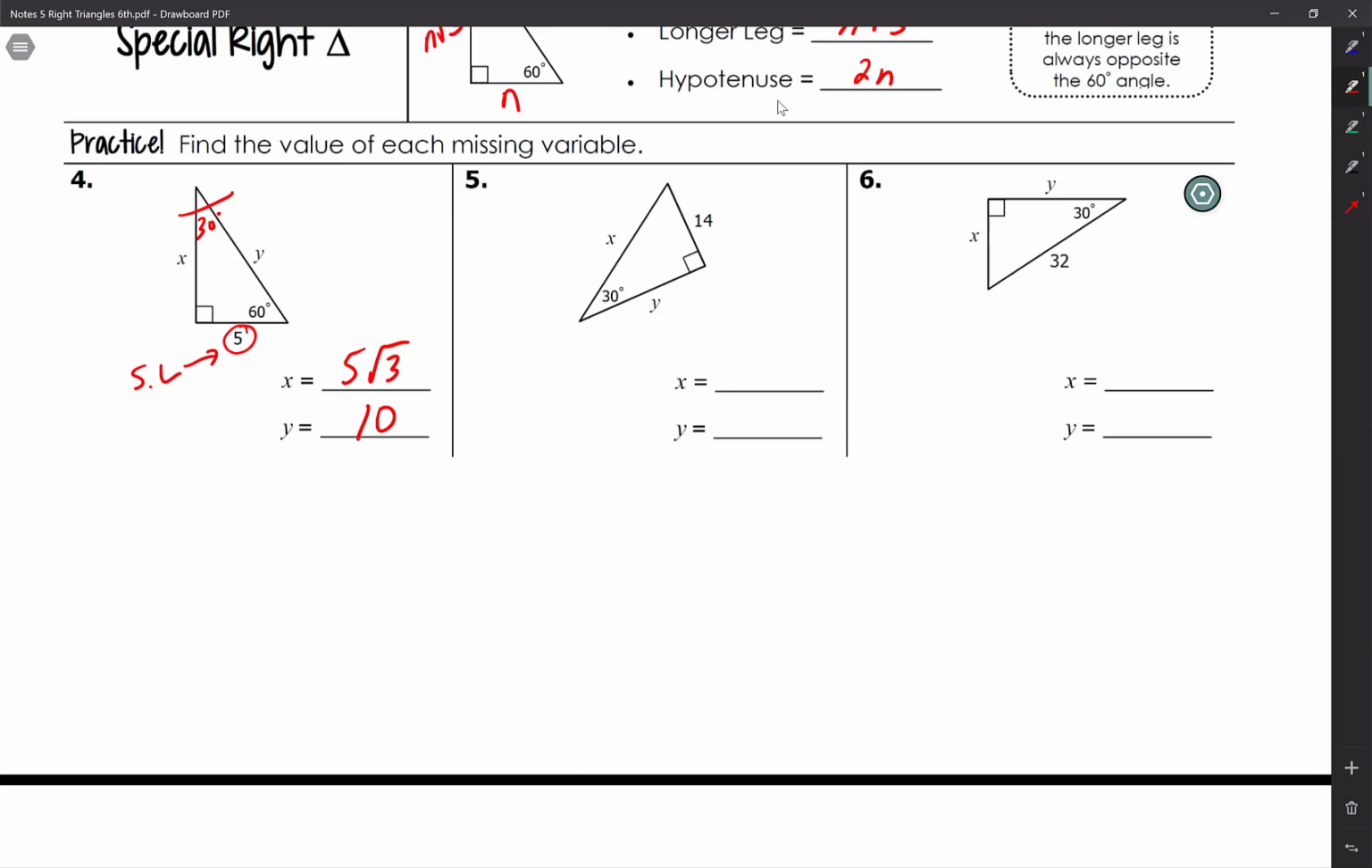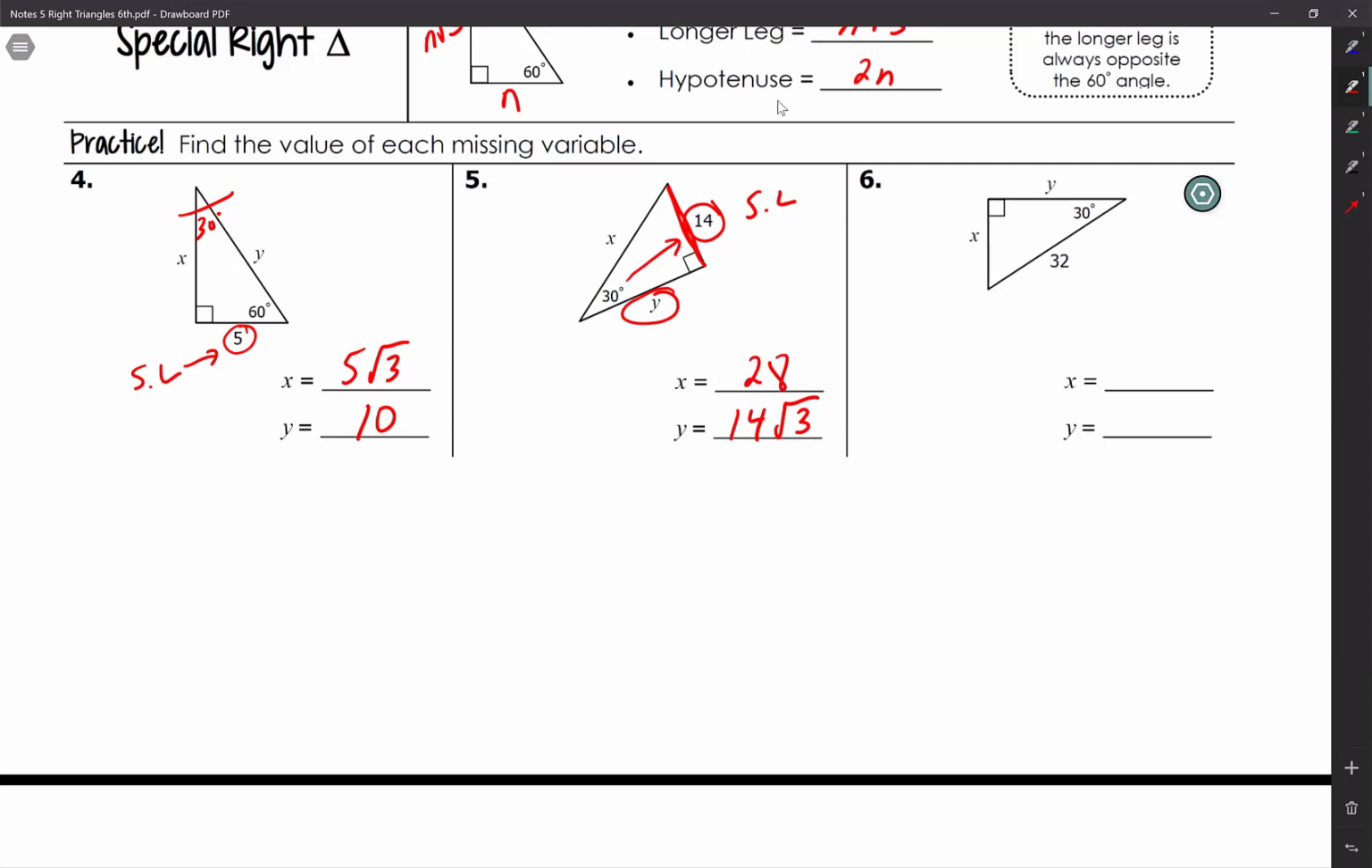Continuing again, 30 degrees, wherever opposite side that is, that's going to be your short leg. So my short leg is 14. So then that means my long leg, which is y, has to be 14 square root of 3. See? And then the x is the hypotenuse. So just double the 14. So that's going to be 28.